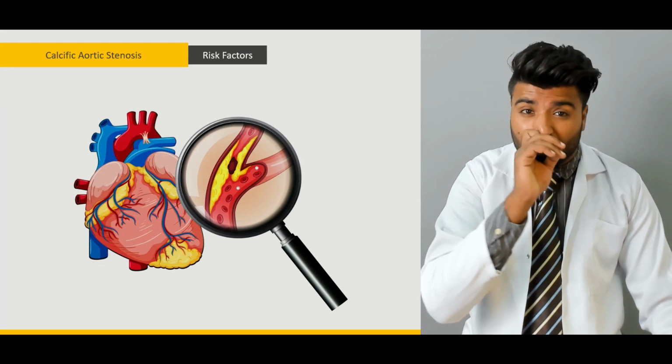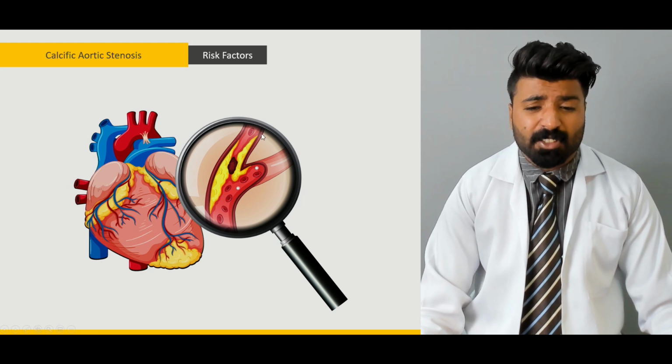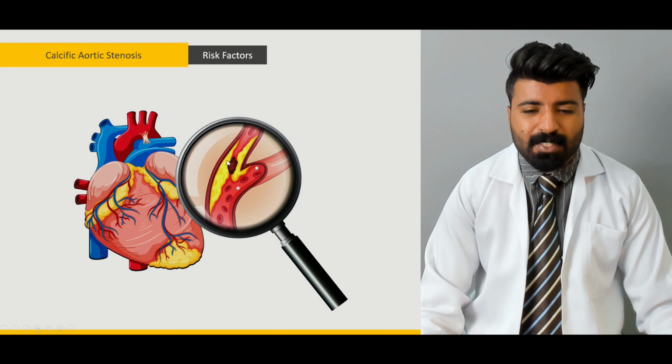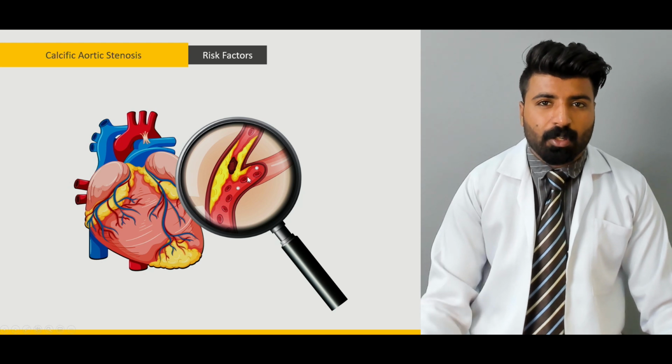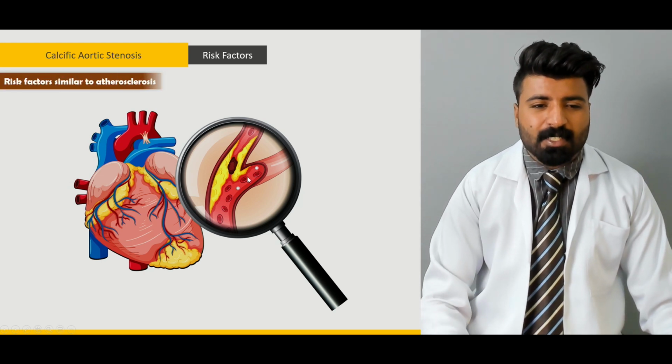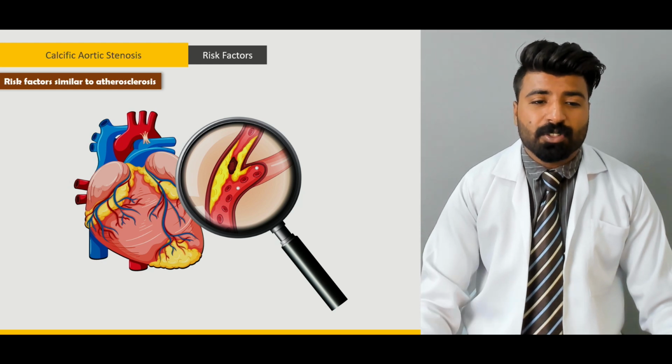Next on, what are the risk factors of calcific aortic stenosis? As you can see, this is the blood supply of the heart. The blood supply is going to supply the blood, but what's happening here? An atherosclerotic patch is developing here, embolic phenomena are developing here. So what you can say out of it is that it has the same risk factors as atherosclerosis.